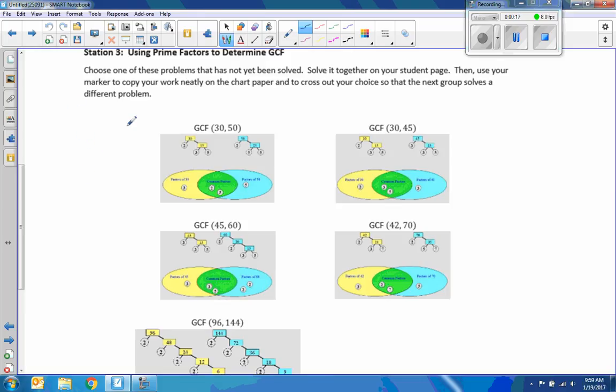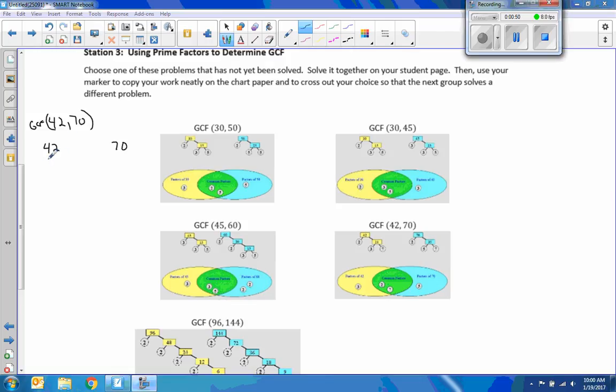Now we've done the greatest common factors by just listing all the factors and circling the greatest one of the two groups. But there's another way to do it, and that's using factor trees, which is using prime factorization. So I'm going to do an example here. How about we do 42 and 70? We're looking for a GCF of 42 and 70. I'm going to do a factor tree of 42 and a factor tree of 70.